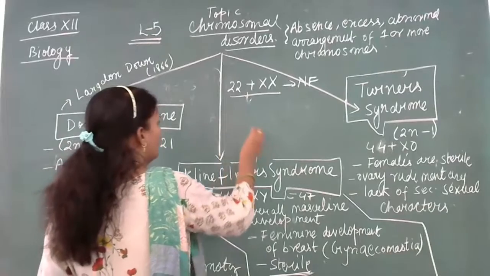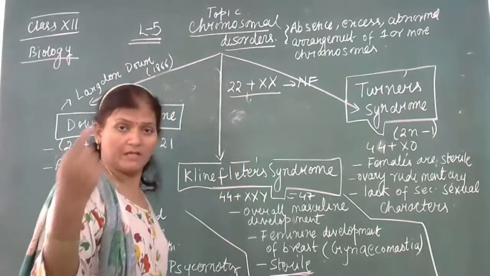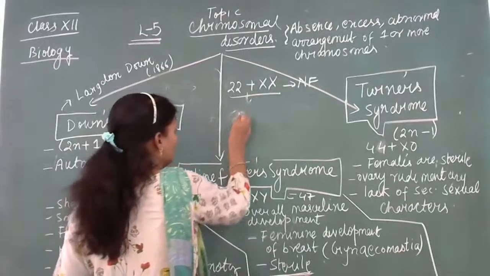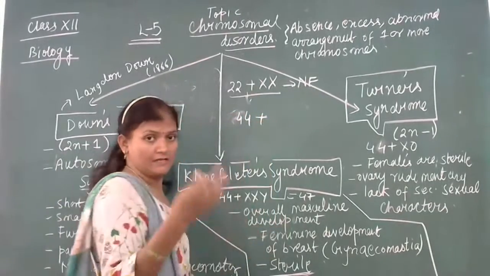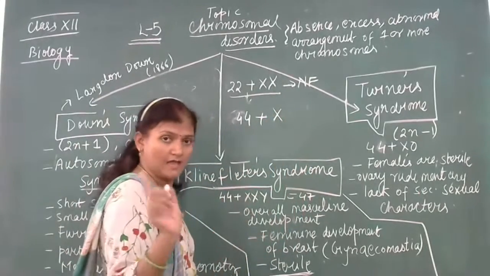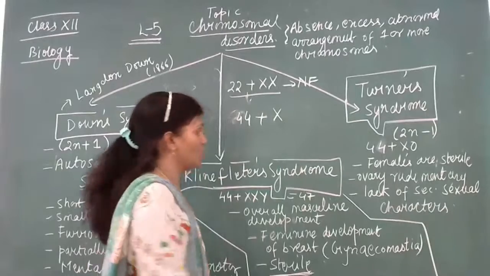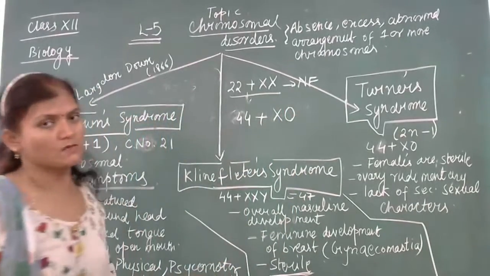Okay. So what here will be? It will be 22 in a copy. Okay. So it will be 44. And the second one will be X and what? Since the second one is absent, there is no X chromosome, therefore it will be 44 plus X0.